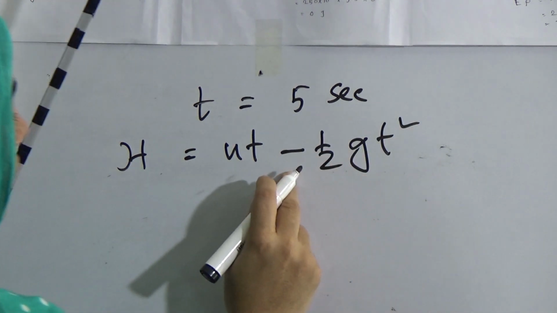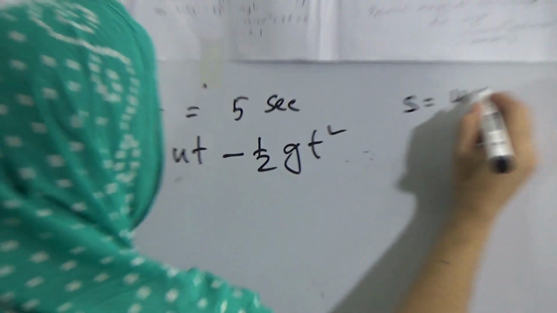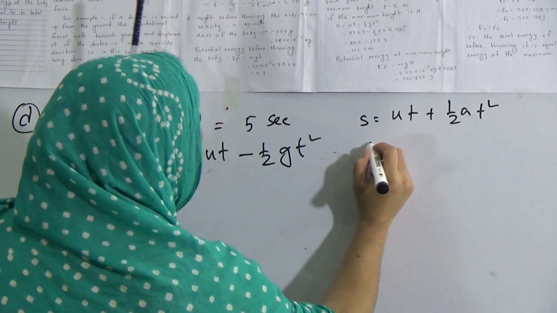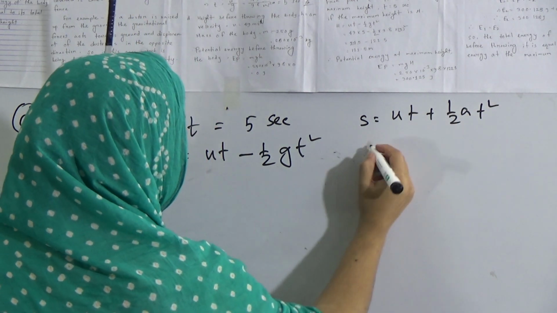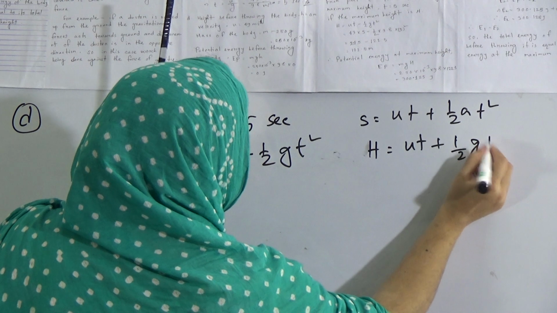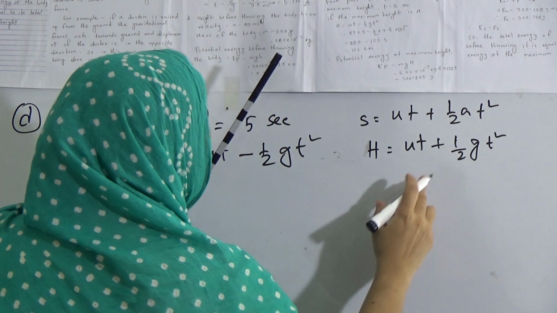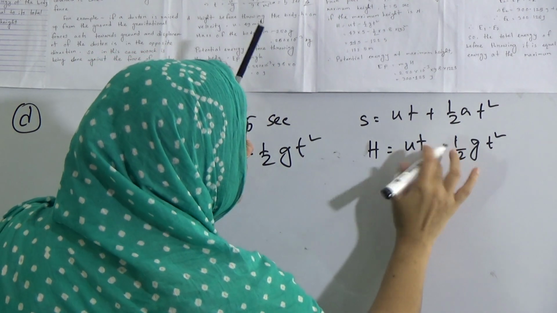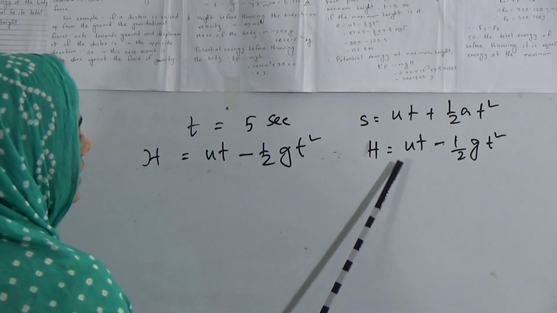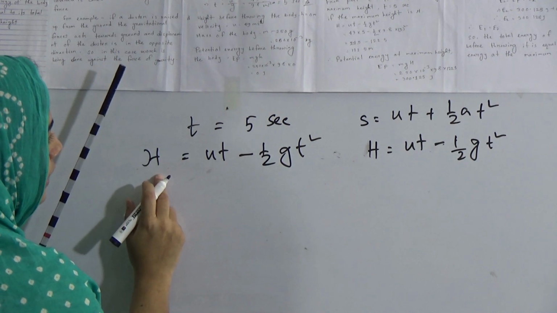My dear students, in chapter 2 we learned the formula s equals ut plus half at squared. In this chapter we use h equals ut plus half gt squared, using g instead of a. But this is work done against force, that's why we use minus. So h equals ut minus half gt squared. At maximum height, that's why we use capital H.